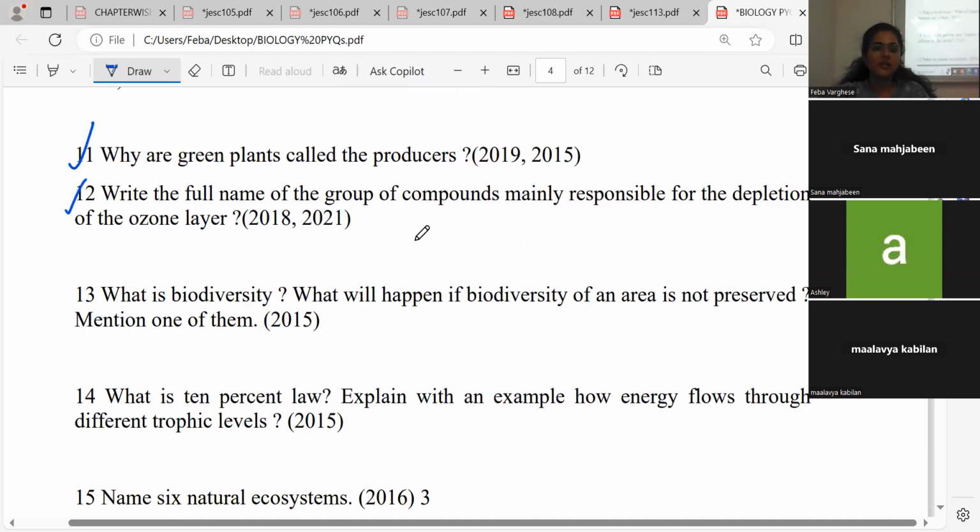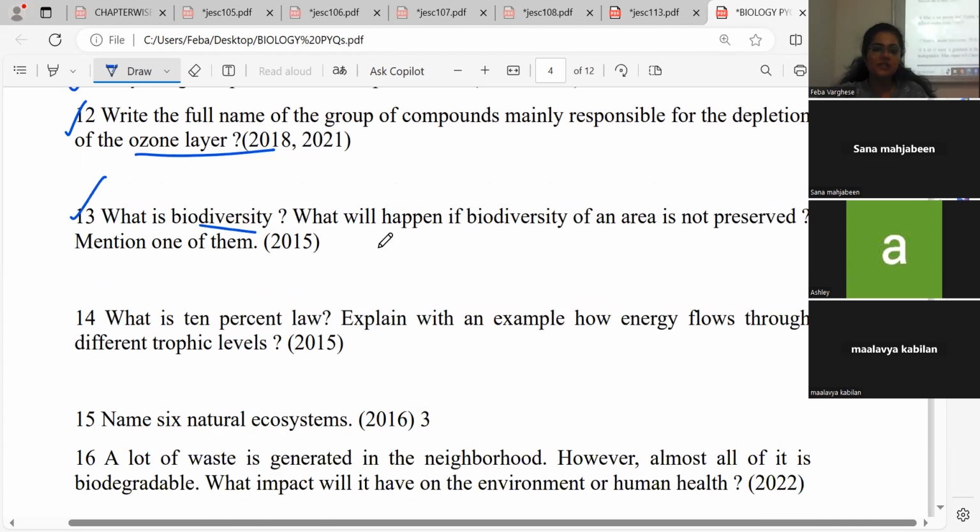Next, the full name of the group of compounds mainly responsible for depletion of the ozone layer. Chlorofluorocarbons. Then some other examples: halons. Greenhouse gases are not responsible for depletion of the ozone layer. Specific gases, halons, hydrofluorocarbons, chlorofluorocarbons, all of them are examples. You can write all of them.